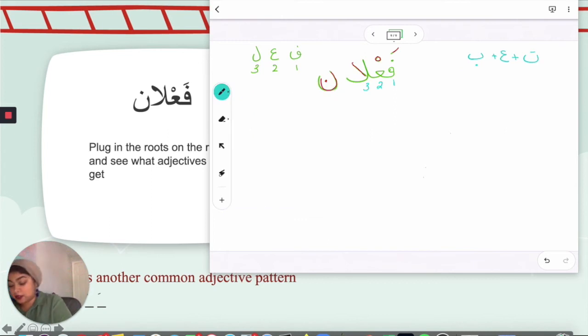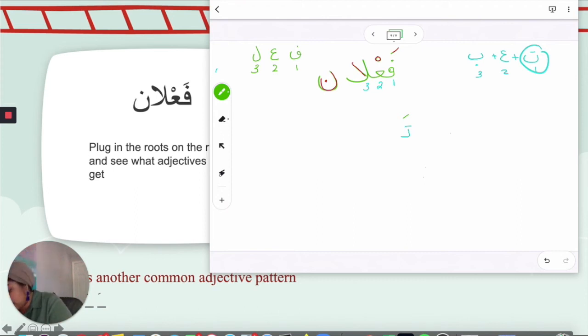So replace the first letter, fa, with the ta. Here are your three root letters. So we're going to plug in. For the first root letter, fa, we're going to replace it with the ta. And notice here there is a fatha on top, so we're going to put a fatha on top of it. Anything outside of those three letters, whatever else is in the pattern that you're pulling from, you're doing the same exact thing in the word.